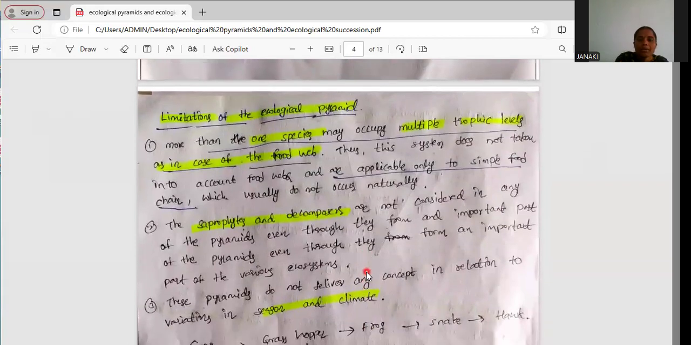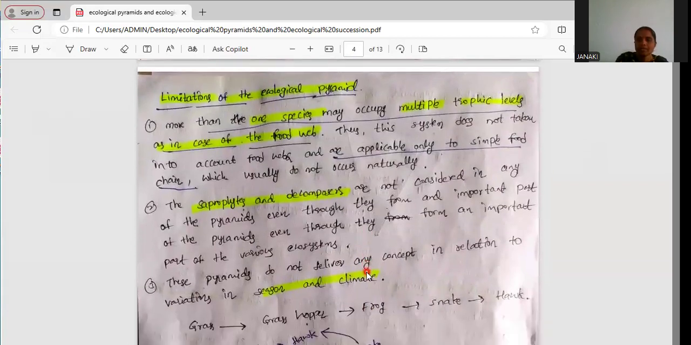Limitations of the ecological pyramids. More than one species may occupy multiple trophic levels, as in the case of a food web. The system does not take into account food webs; it is applicable only to simple food chains, which usually do not occur naturally.